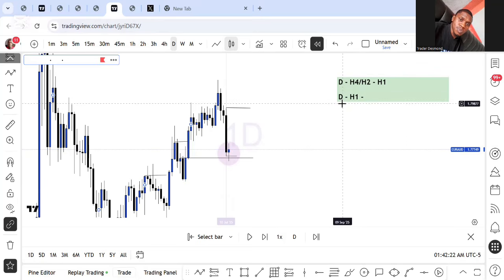Now, this is what I advise you to do. When you come to your chart, once you see this second candle closure, you go to your H1, look for your breakouts. If you see a valid liquidity and a valid key level, then I think there's no point stressing yourself using a 3 time frame alignment.